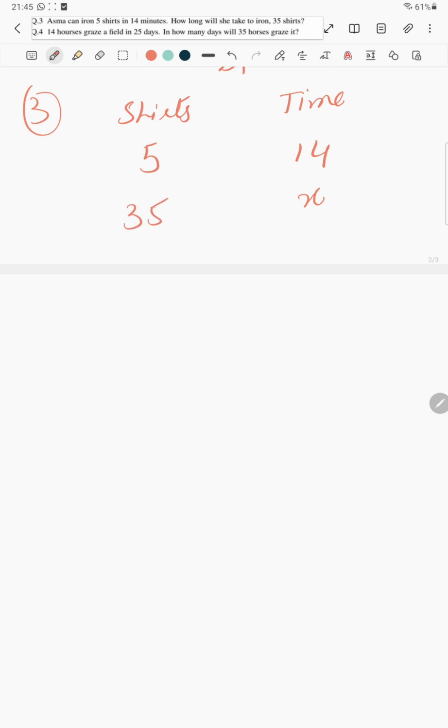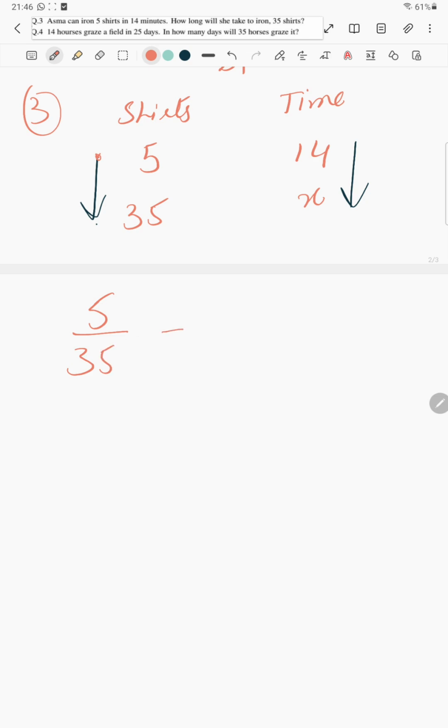If she has more time, she can iron more shirts. If she has less time, she can iron fewer shirts. So this is direct proportion, and the signs are going to be in the same direction. Both can be either upwards or both downwards. In direct proportion, we have to put the signs in the same direction. The main point is this: start writing from the tip.